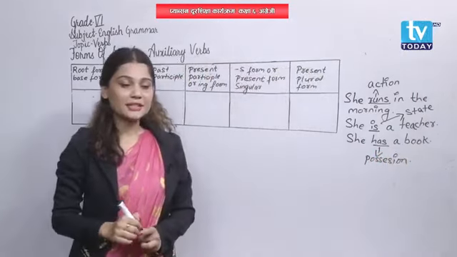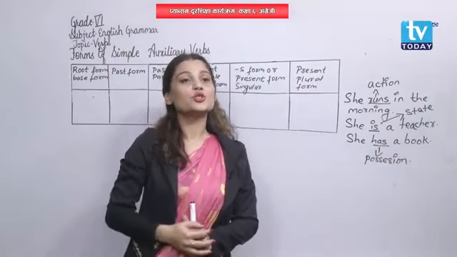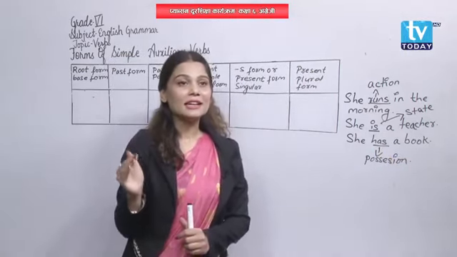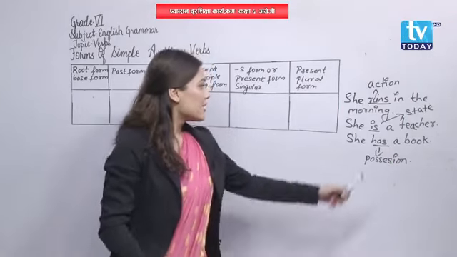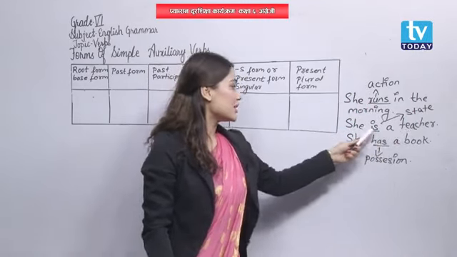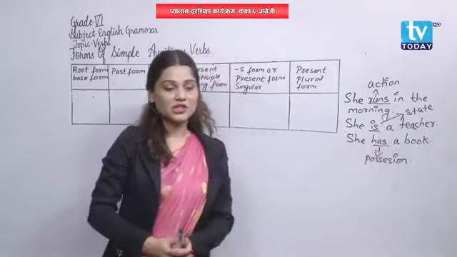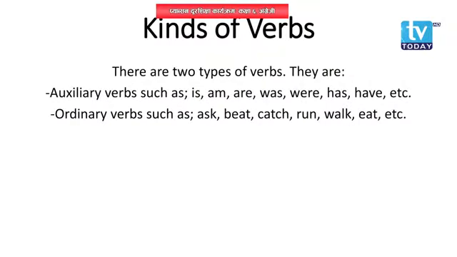Understood, my dear students? A verb is a part of speech and a verb is used to show action, state and position. She runs in the morning. Runs shows action. She is a teacher. Is shows state. She has a book. Has shows position. There are two types of verbs. They are auxiliary verb and ordinary verb.